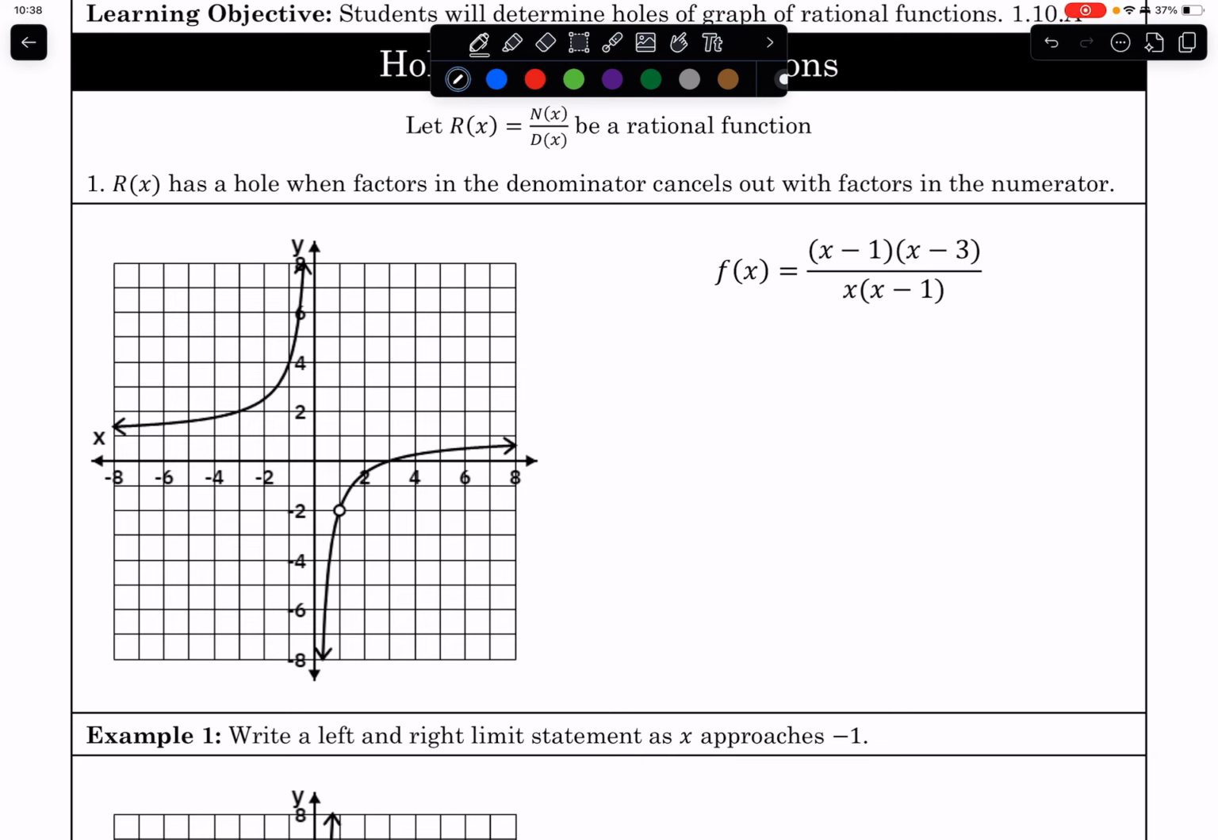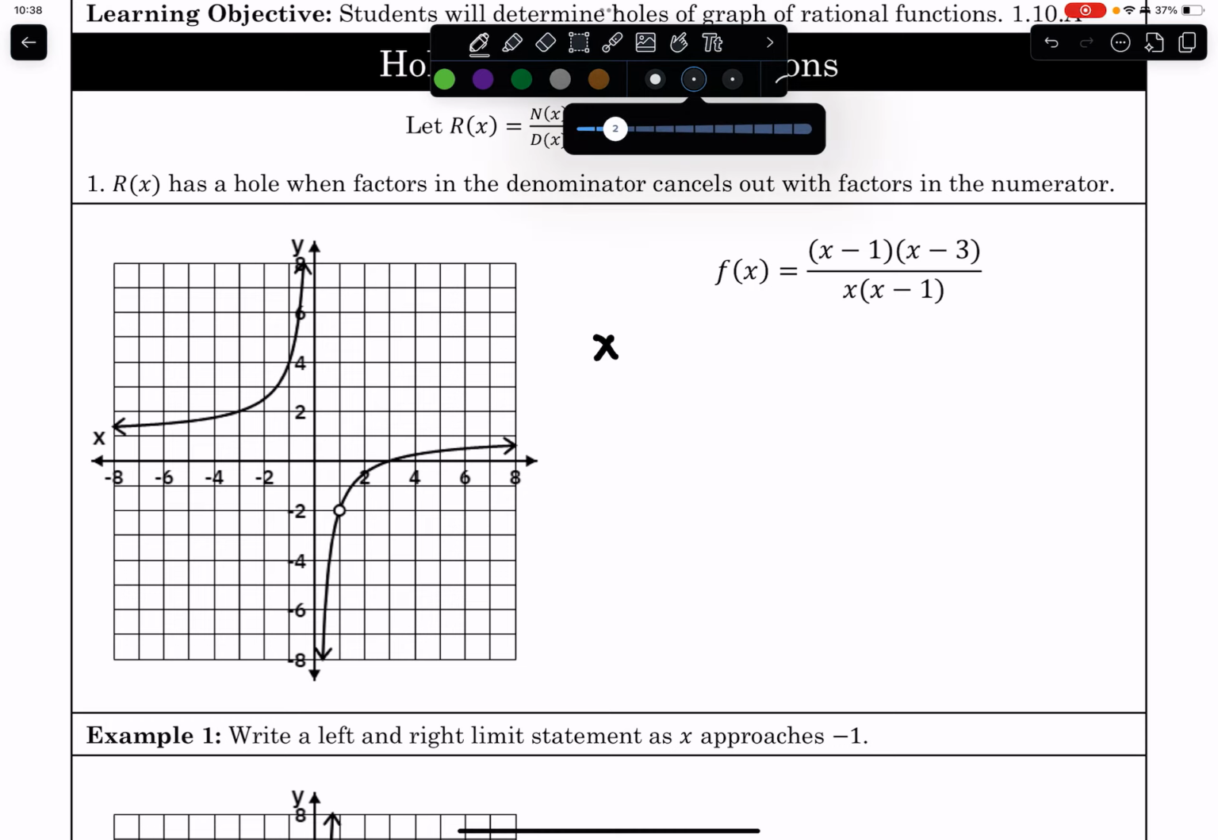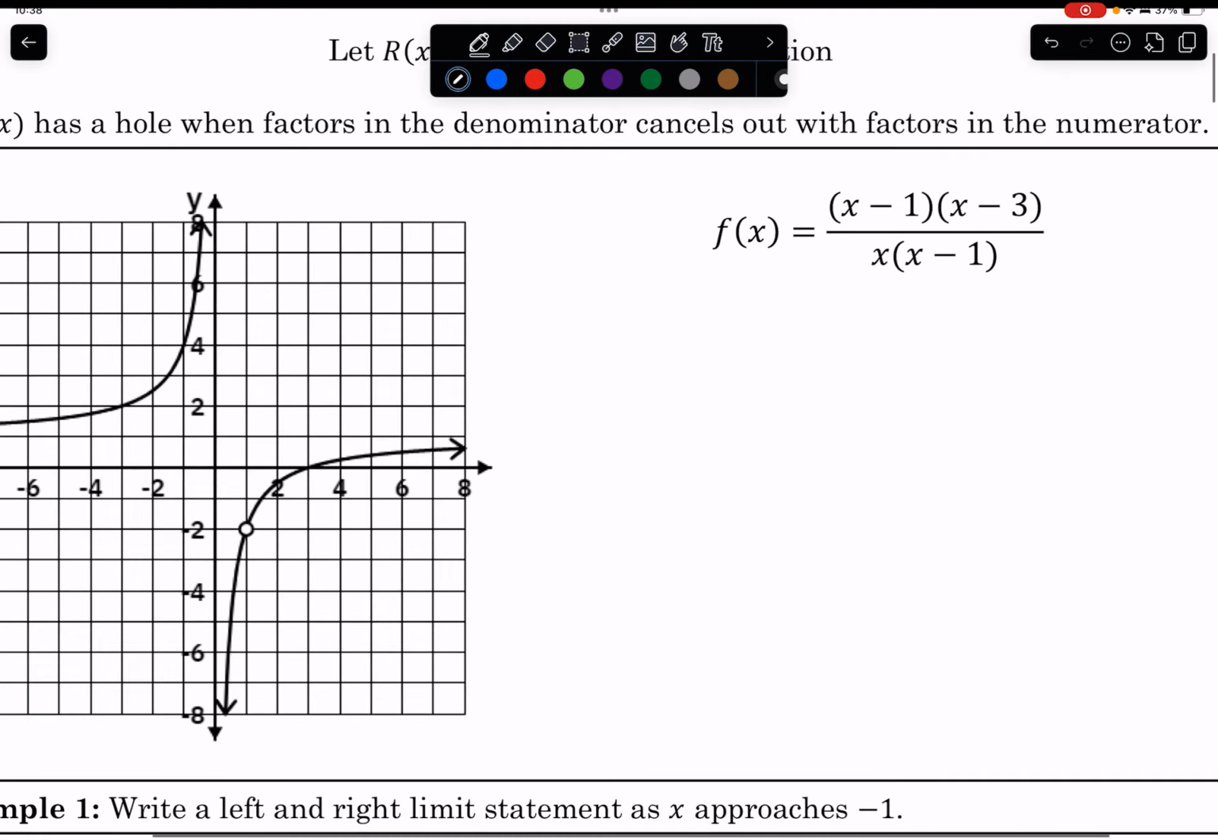Let me erase this and let me get a thicker pen here. That's a little bit too thick. Let's do 3, okay. So let's look at this, okay?